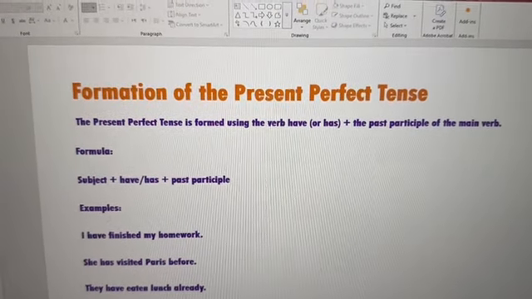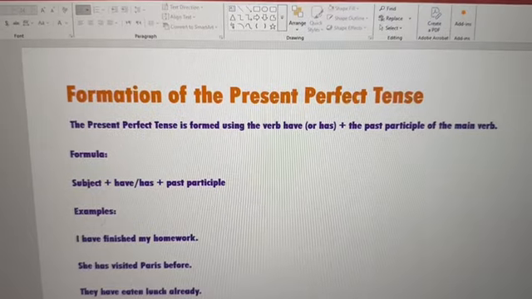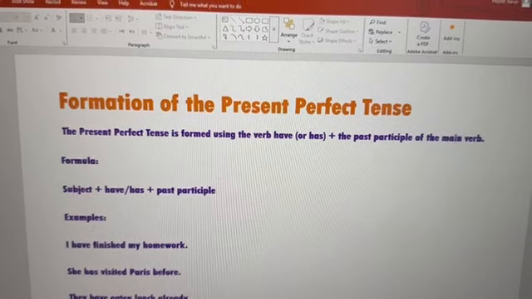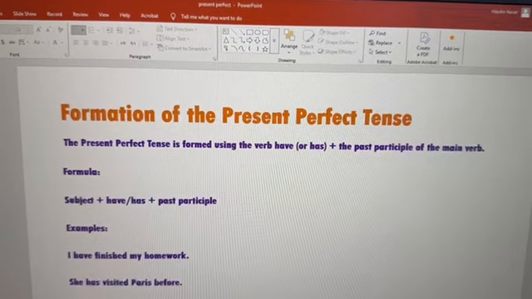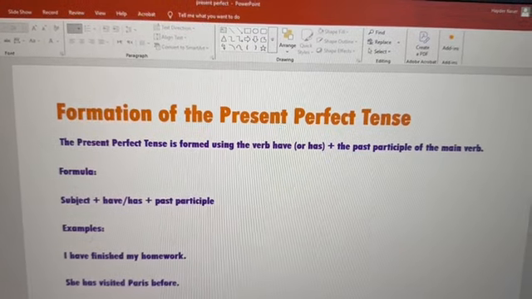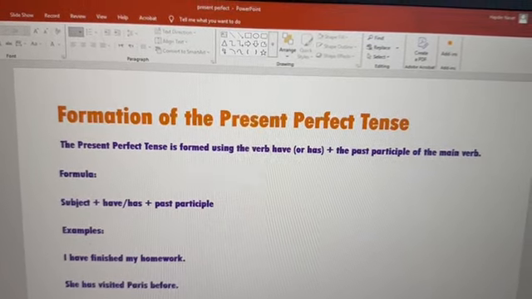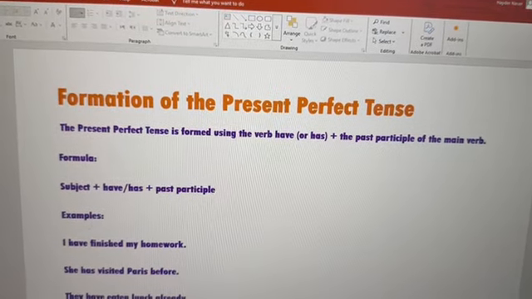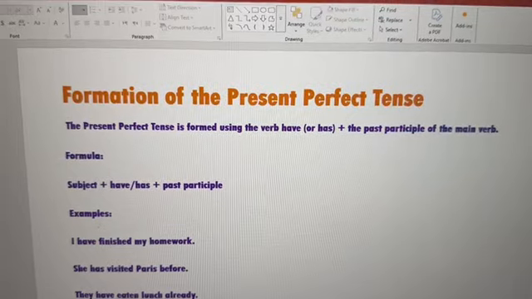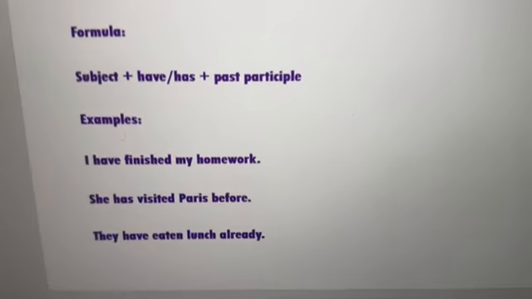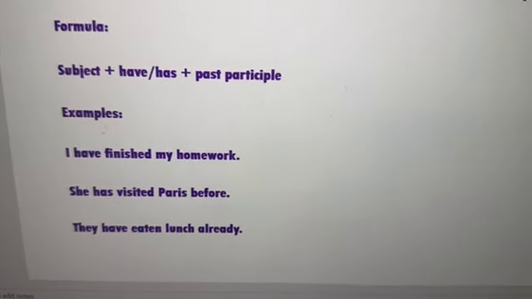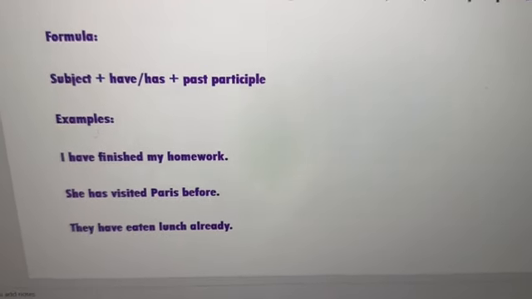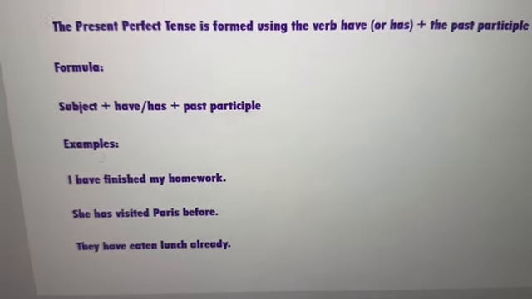Formation of the present perfect tense. The present perfect tense is formed using the verb have or has as an auxiliary verb, and then the have or has, the auxiliary verb, should be followed by the past participle form of the verb. For example, you have these sentences: I have finished my homework. She has visited Paris before. And they have eaten lunch already.